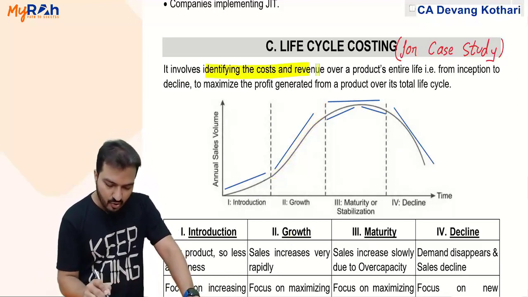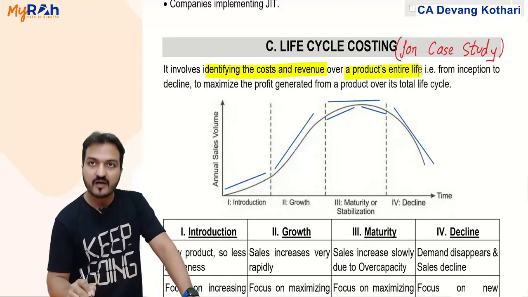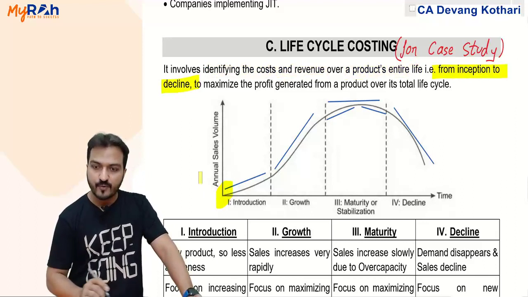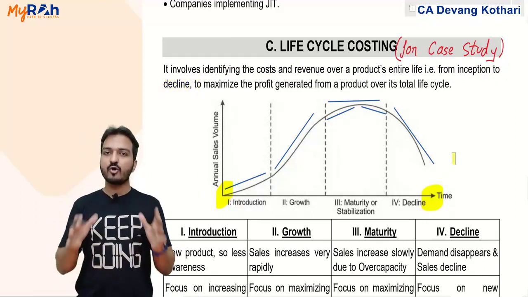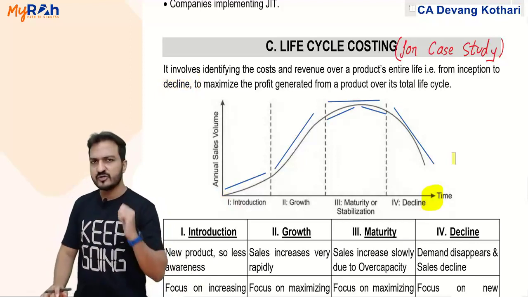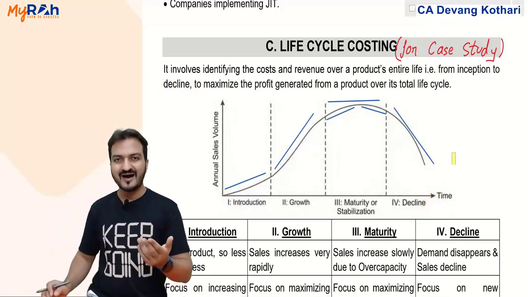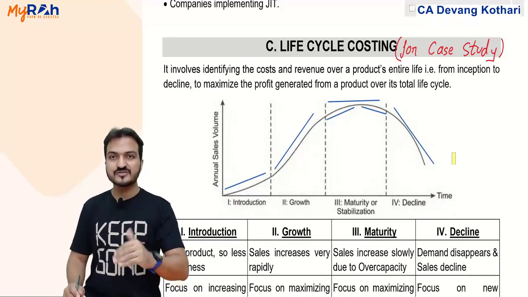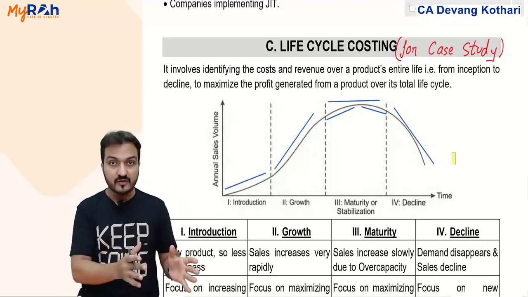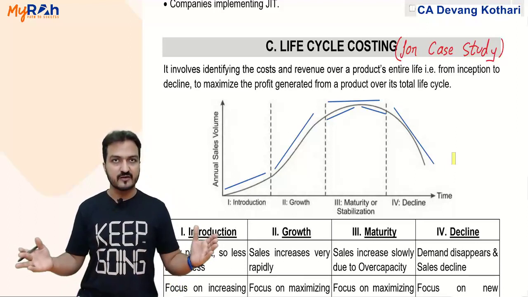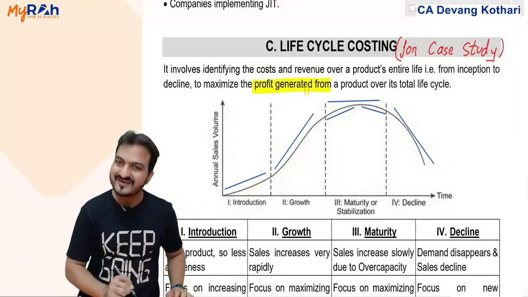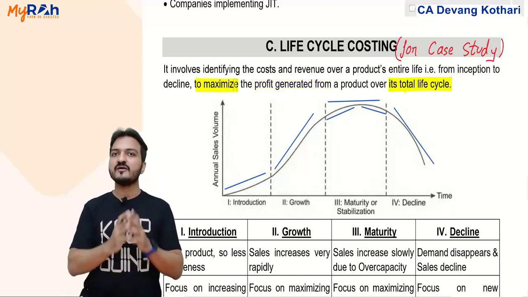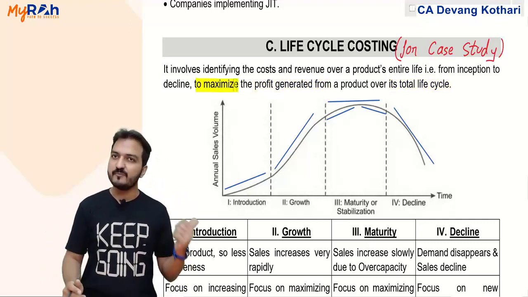So it involves identifying cost and revenues over a product's entire life, right from inception to decline, right from the new launch of the product until decline of the product. You identify cost and revenues for the entire life. Generally cost and revenues are calculated year wise, but this topic says that you identify cost and revenues of a product not for every year, rather for the total life cycle, so that you can identify profit generated over the entire life cycle. You try to maximize the profit generated over the entire life cycle. That is my purpose here.